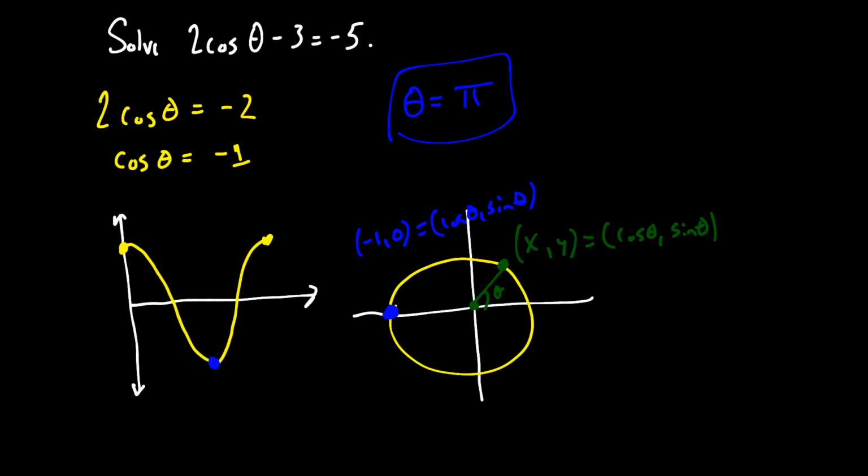So now that we found our solution on the interval between 0 and 2 pi, we need to go ahead and find all other solutions. Again, all solutions to this equation are going to be given by pi plus some 2 pi multiple. Therefore, the general solution of cosine theta is equal to negative 1 is given by the following. This is going to be pi plus 2 pi k is equal to theta.